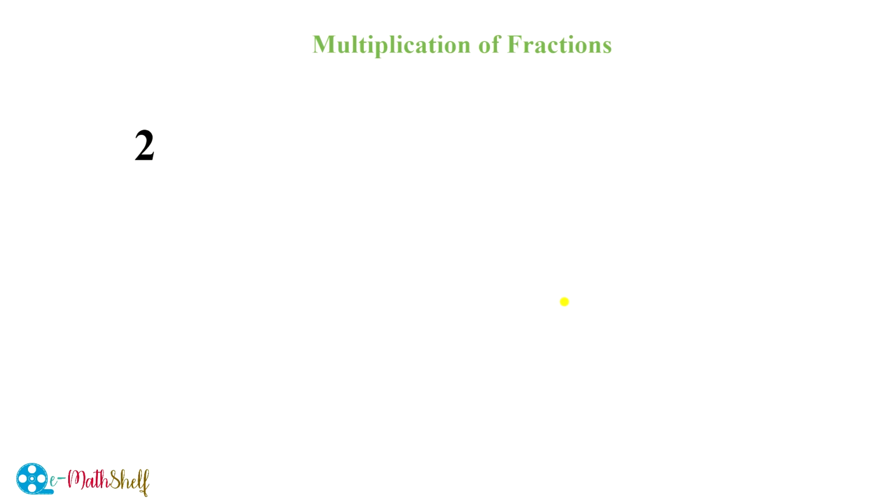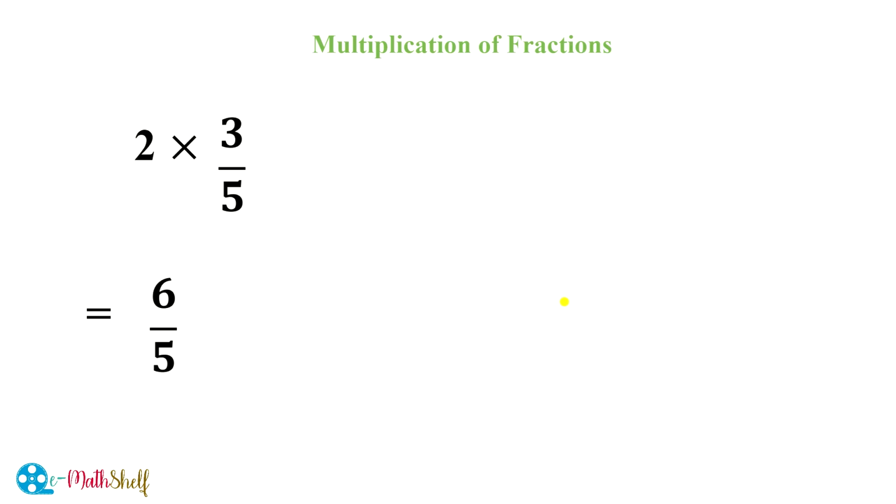Here I have the whole number 2. Let us multiply the whole number 2 with the fraction 3 upon 5. Now in order to do this, we will multiply the whole number 2 with the numerator of the fraction, which in this case is the number 3. We know that 2 into 3 will give us 6 and the denominator of the fraction will remain the same. So hence we will get the fraction 6 upon 5.